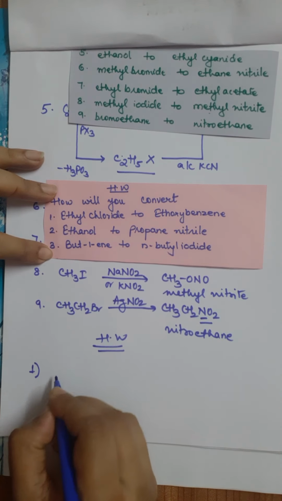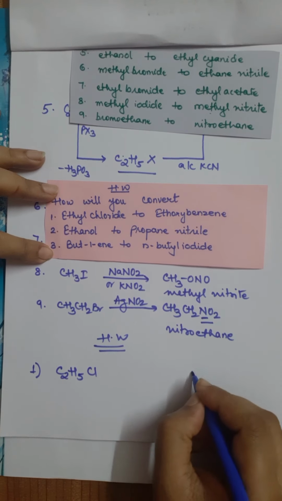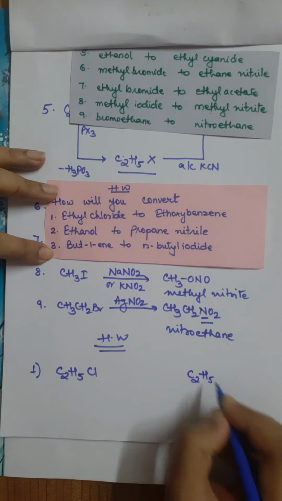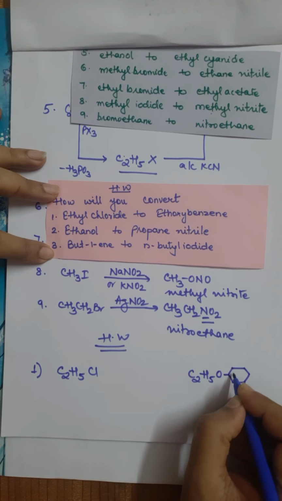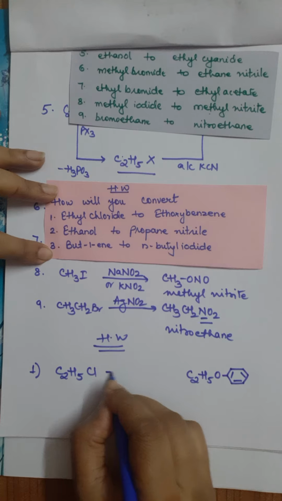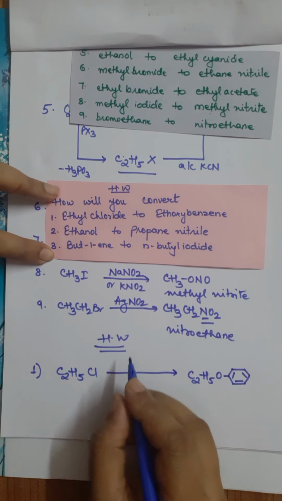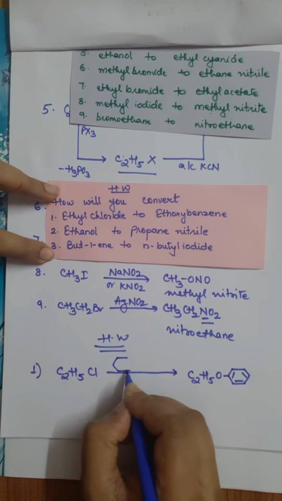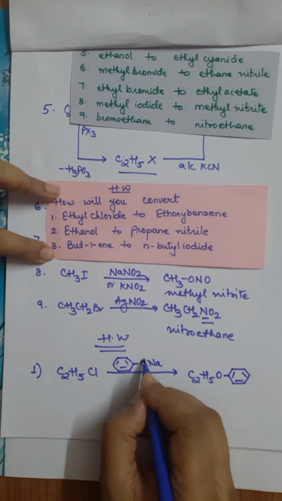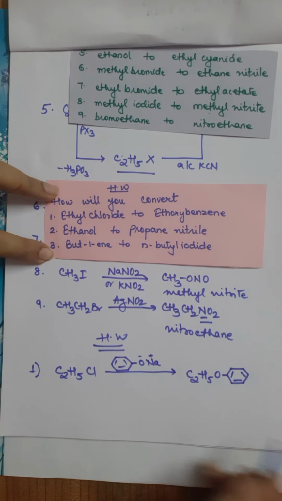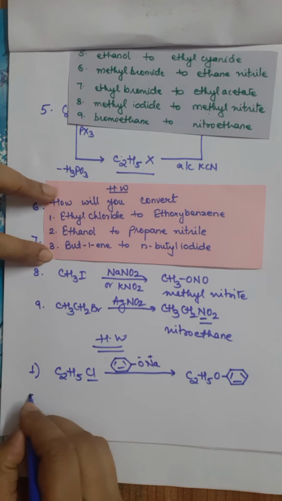First write the structures. So ethyl chloride, you want to convert into ethoxybenzene. Ethoxybenzene is what? It's an ether. That means you need Williamson's etherification method. So the reagent that we use here is sodium phenoxide. Okay, the phenoxide ion will be the nucleophile, it will replace the chlorine.